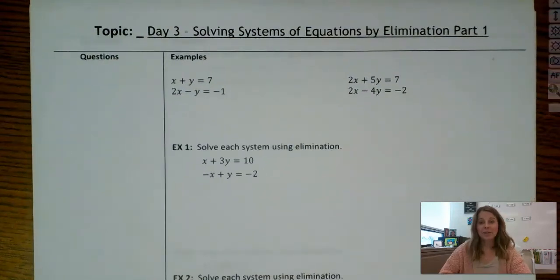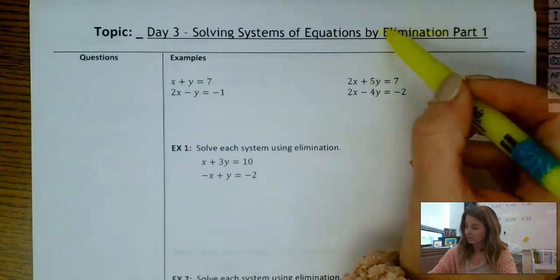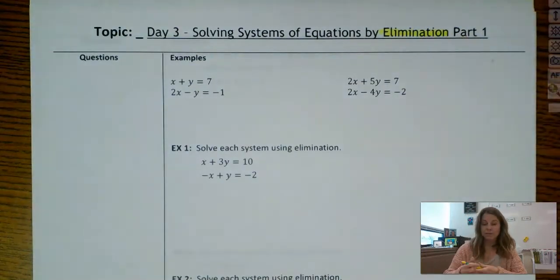We're going to look at day 3 here in our systems unit. The method that we're going to study today is called elimination. Up until this point, we have learned the graphing method, where you graph 2 lines and determine the solution. The next thing we studied was substitution, where we got one variable by itself and then plugged that into the other equation. This is called the elimination method, and I'm going to break this down into 2 parts.